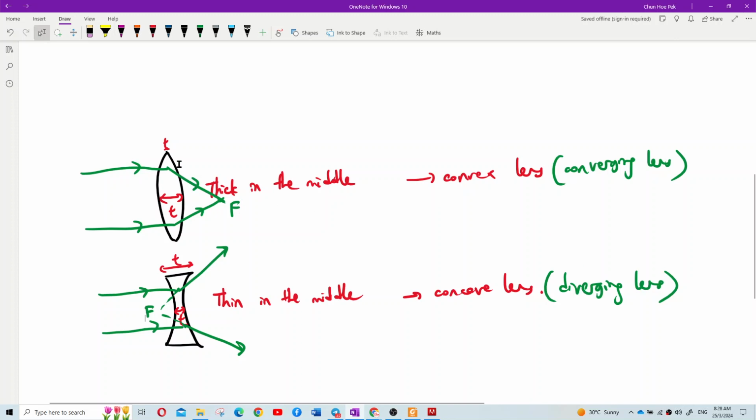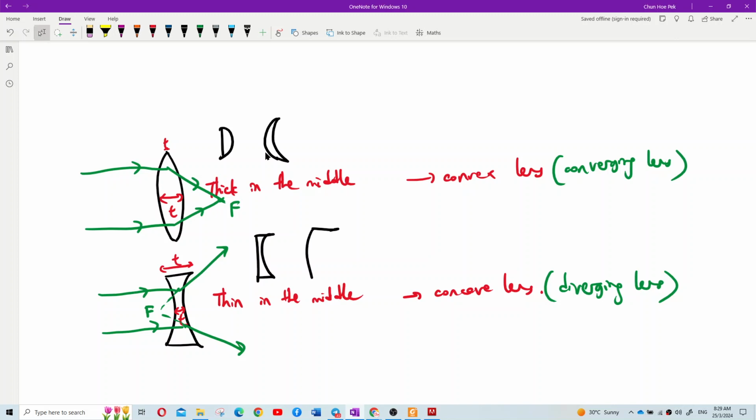So we have not just the biconvex lens. We also have other types. We have the converging lens. We also have plano convex. We also have convex meniscus. As long as it is thick in the middle, okay. And thin in the middle means we have plano concave, or concave meniscus, like this one. See that?